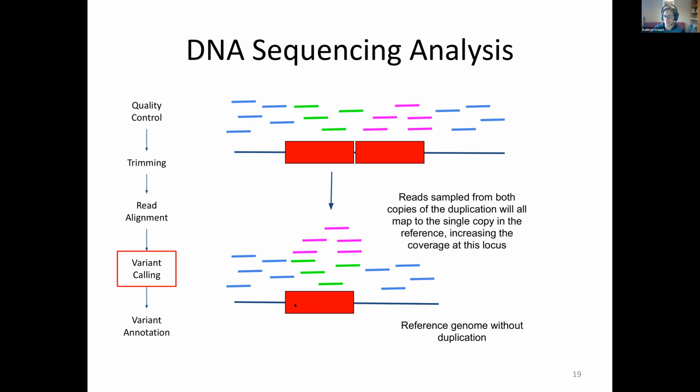And so what you see is that the coverage is fairly even, and then it goes up, and you would expect it to more or less double here for a duplicate, and then it drops down again. And again, we'll look at a real example of this on another slide in a second.